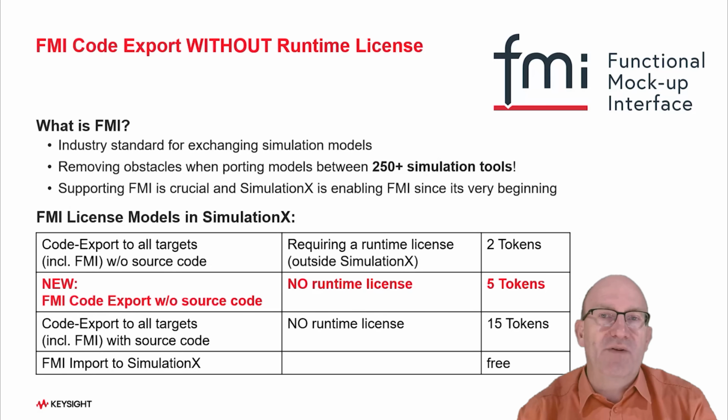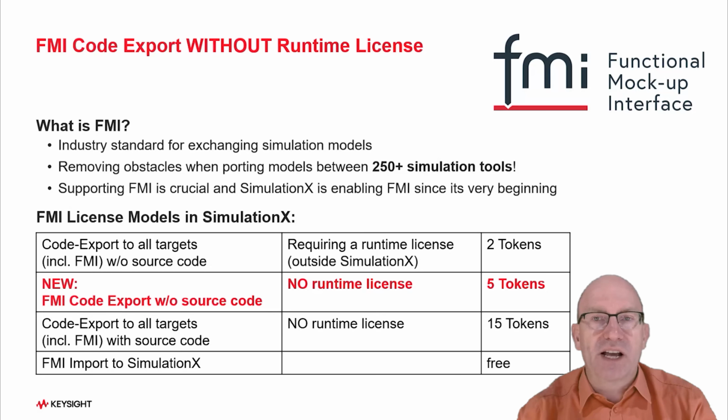The price tag for that is 15 tokens, which of course may be quite significant and may be beyond the capabilities of some individual users. So there was an increasing demand to do something, especially about FMI, and to enable an easier use, a better distribution. And the main limiting factor of a distribution of FMU is, of course, if it comes with a runtime license. So here, removing the runtime license greatly increases the capabilities of a user to share his work.